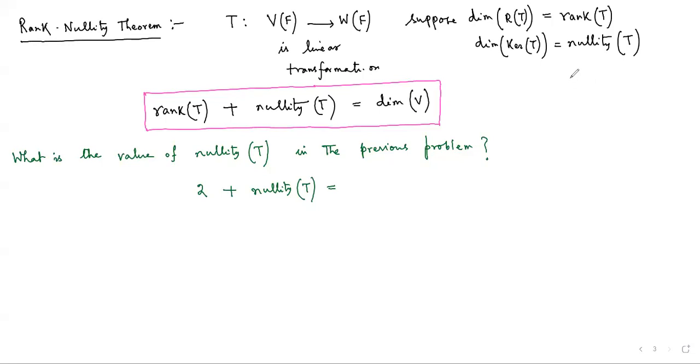Sir, we discussed that 1, x, x square is the basis of P2R. Yes, so the dimension of V will be 3. Yeah, it will be 3. So this implies nullity of T is equal to 1. Nullity of T is equal to 1. That means the dimension of kernel T is 1. Kernel of T is one dimensional.